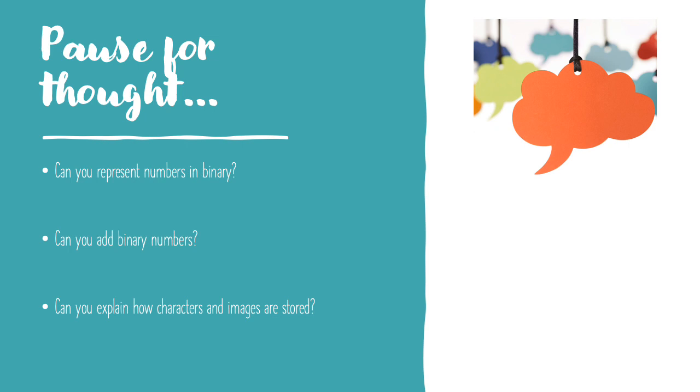Since this is the final lesson on data representation, it would make sense to pause at this stage before we look at how sound is stored. Can you explain how the binary number system works and convert numbers from binary to denary and from denary to binary? Can you add two binary numbers together, including numbers that have carries? Can you explain what an overflow is, when you add two binary numbers together and the result becomes too big to store? Can you also explain how characters and images are stored? If not, go back and review these topics before you continue with this presentation.